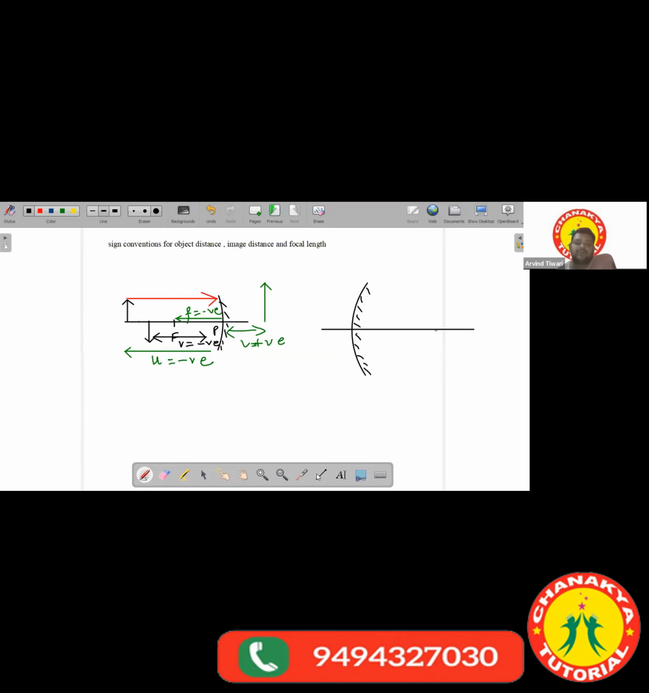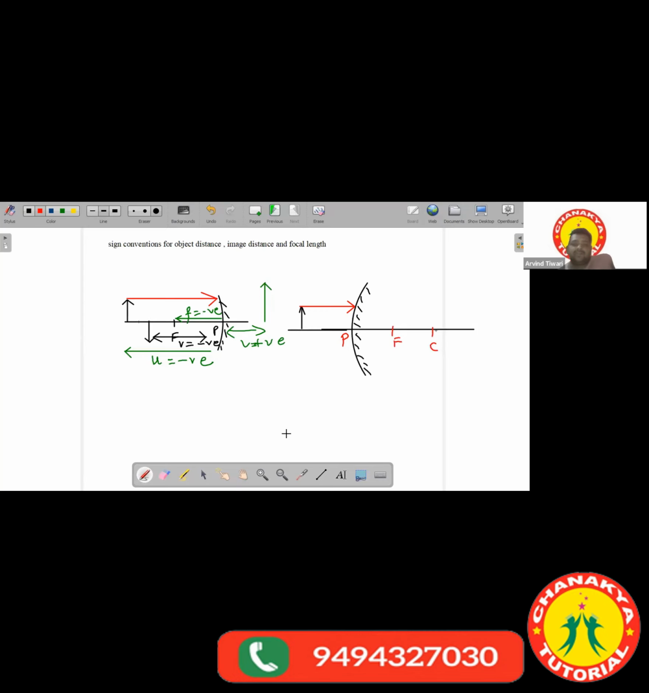I keep the object here. The direction of the incident light would now become like this. This is the direction of incident light, and all measurements are to be made from the pole. Now you will have your focus here and the center of curvature here.